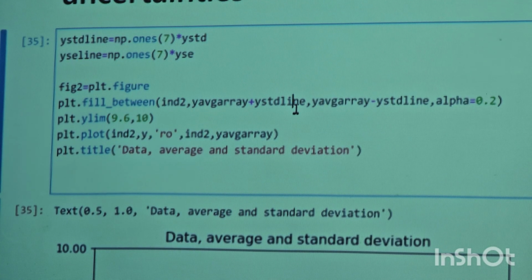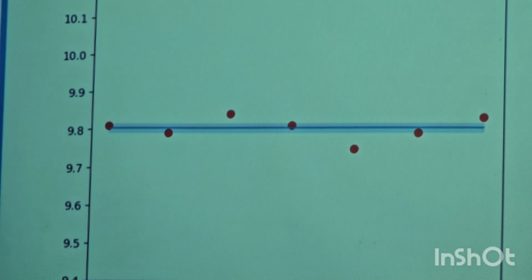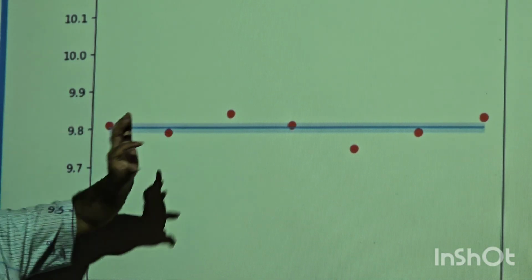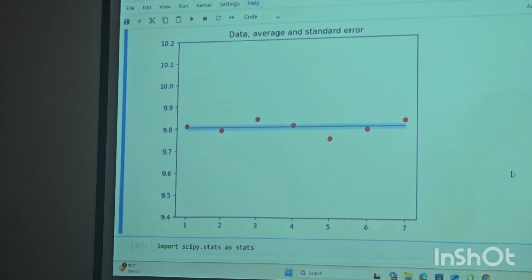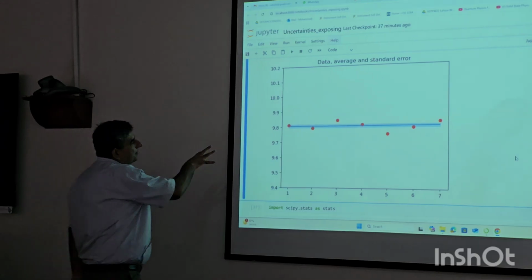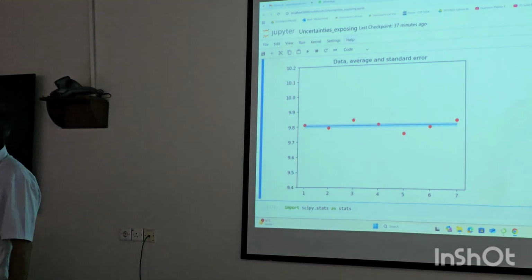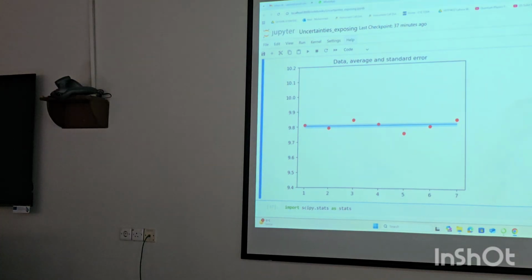Alright, so I run this piece of code. This is what I get. So now in this graph, this dark blue line is my mean, and this light blue band is my band, which subsumes the standard deviation, plus minus, about the mean. Now if you look at the data points, they are scattered about this band. Some of the points lie within the band, and some of the points lie outside the band.